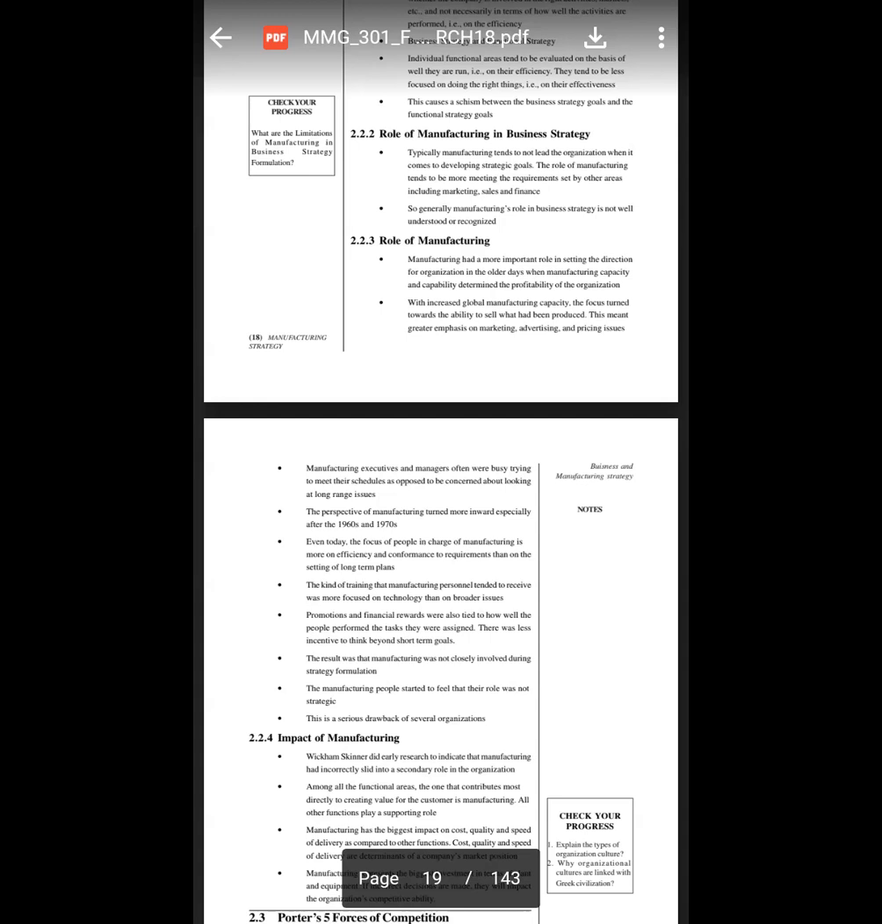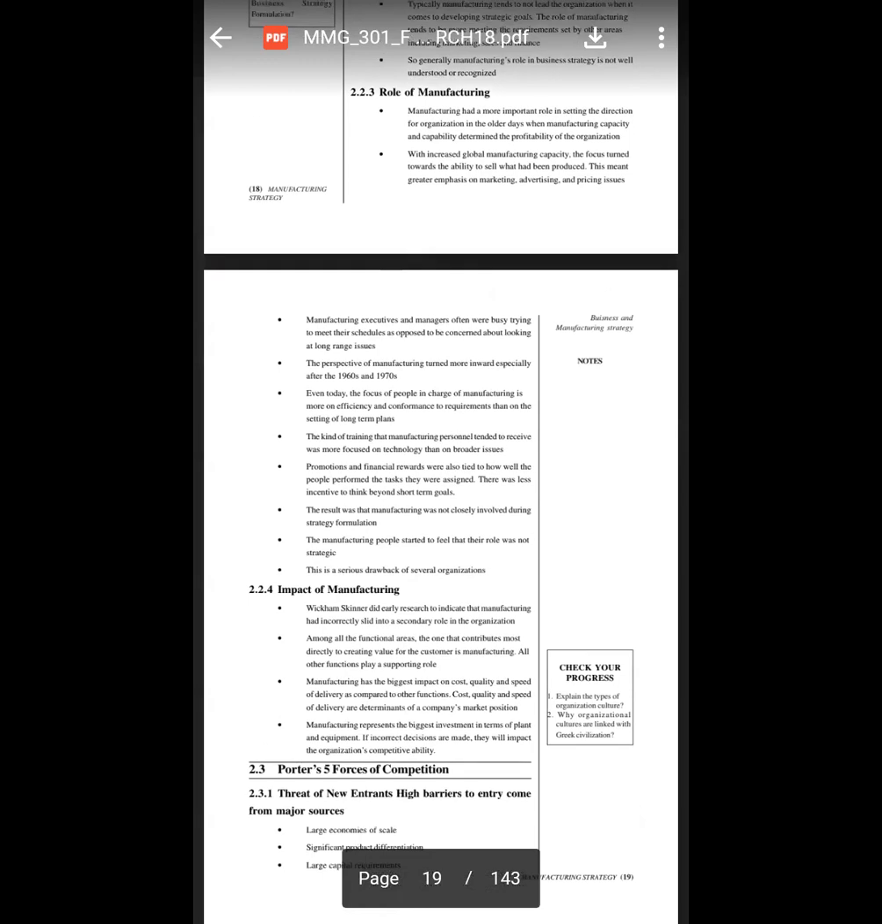Then the role of manufacturing, let us see the role of manufacturing. Manufacturing had a more important role in setting the direction for organizations in the older days, when manufacturing capacity determined the profitability of the organization. With increased global manufacturing capacity, the focus turned towards the ability to sell what had been produced. This meant greater emphasis on marketing, advertising, and pricing issues.